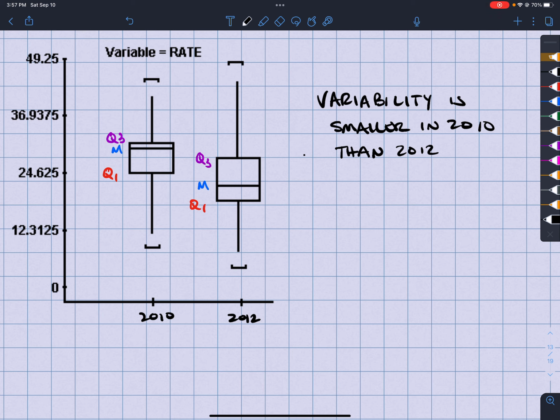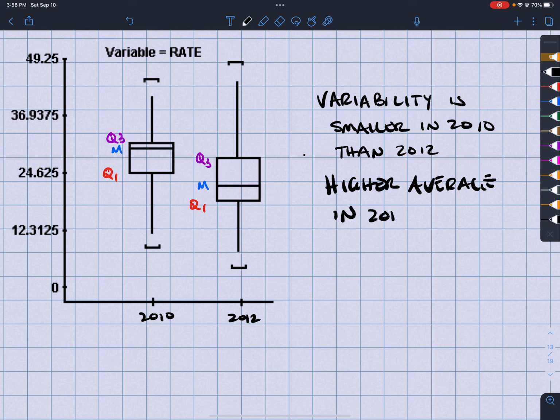So which of those comments mention that? It says the dropout rates had higher average with less variability, okay? Which makes sense because it says in 2010, and look, the median is a lot higher than this median. So the second thing here is that there's a higher average in 2010 than 2012. And that, ladies and gentlemen, is going to be choice D. And there you go.